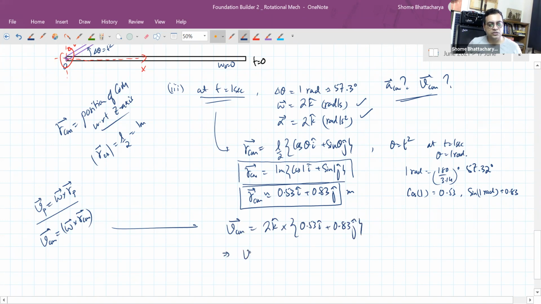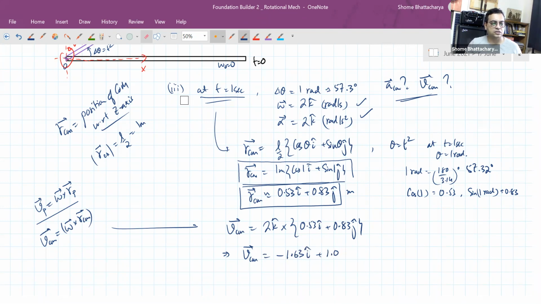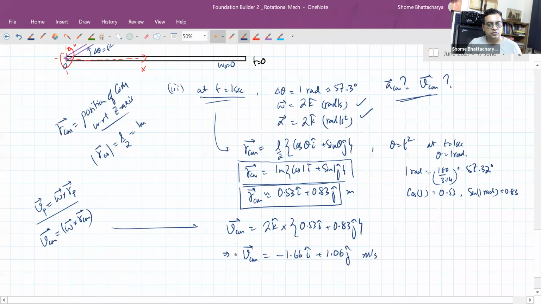So you can see that this velocity vector will be, so k cross i is j, right? And k cross j is minus i. So it will be minus 1.66 i cap plus 1.06 j cap in meters per second.